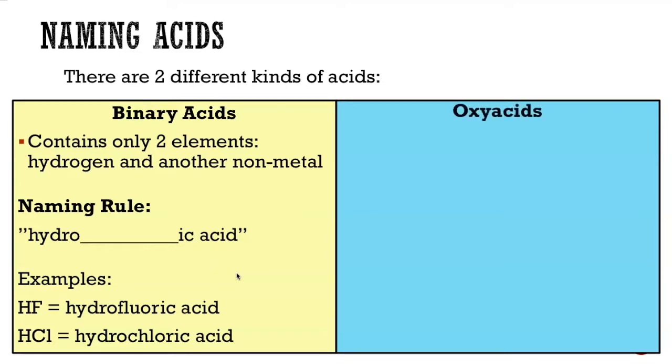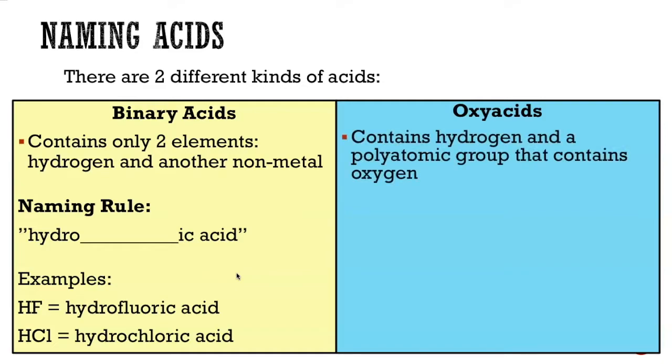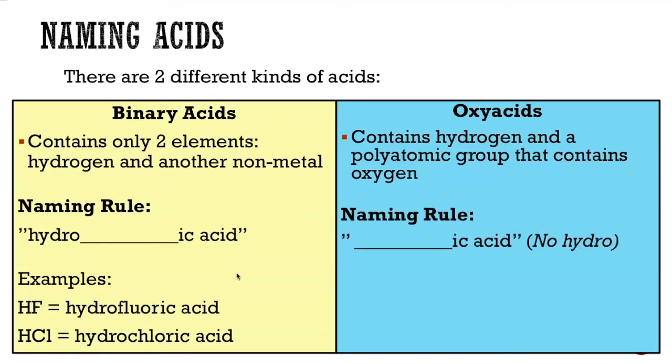Our other kind is called oxyacids. Oxyacids contain hydrogen and a polyatomic group that contains oxygen. To name these, we don't put hydro. That's really the only difference. We're still going to fill in the blank with the element in the compound that is not hydrogen and not oxygen. Again, that will make more sense with an example. We still have the ic and the acid, but we are not going to start with hydro. Hydro we only use for binary acids.